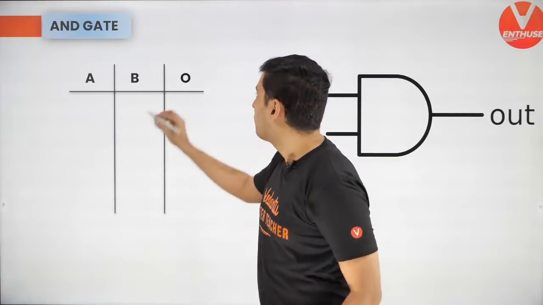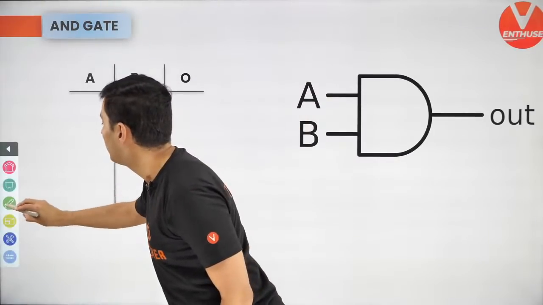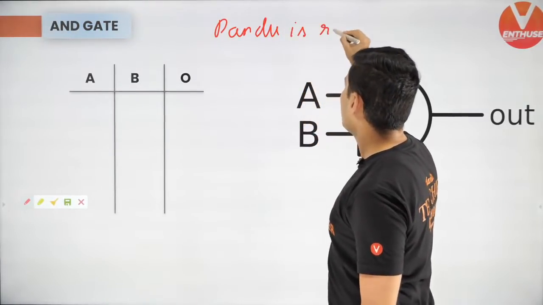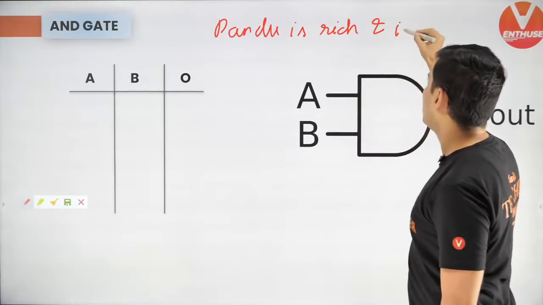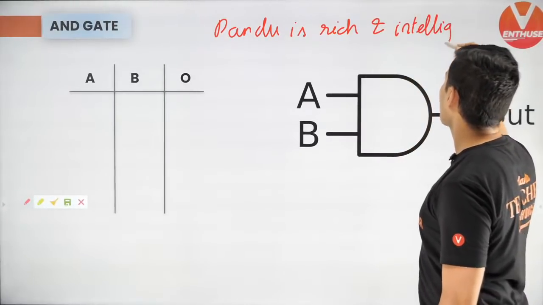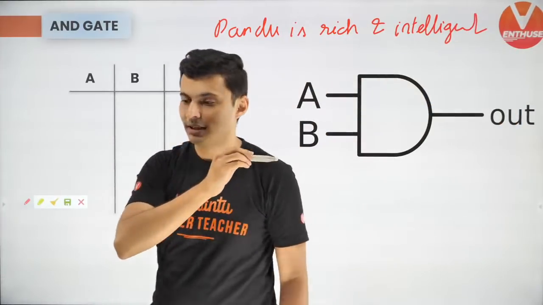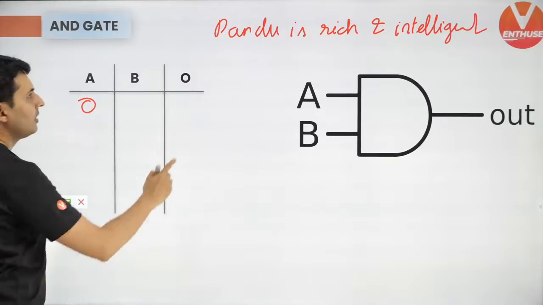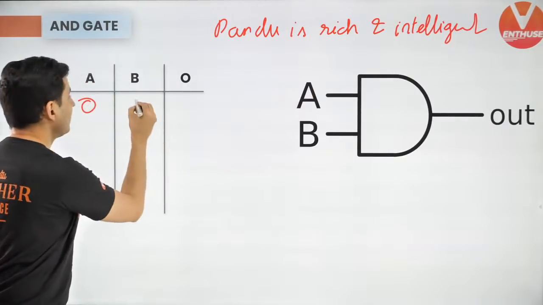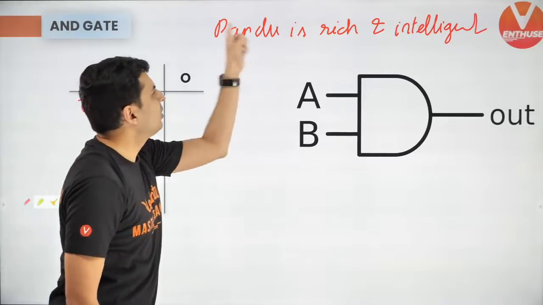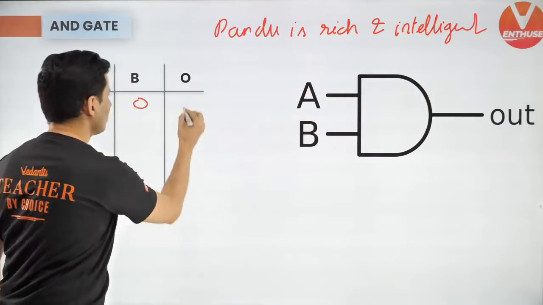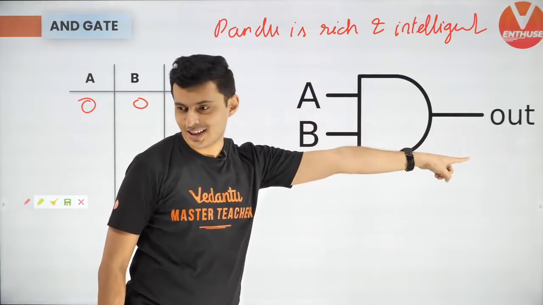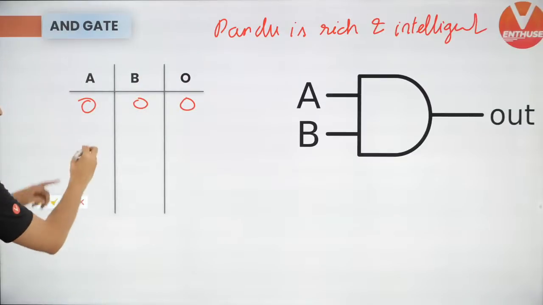For example, Pandu is rich and intelligent. Somebody checks Pandu's house, he is not rich. Somebody checks Pandu's intelligence, he is not intelligent. Is Pandu rich and intelligent? No. Gone. This is the symbol for it. This is the input, this is the output. Understood? Both should be true.